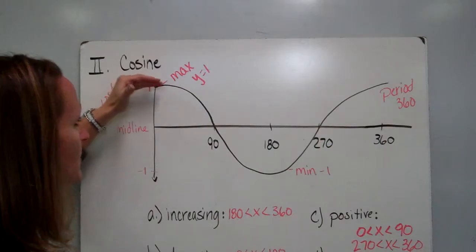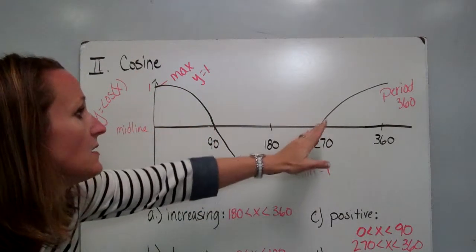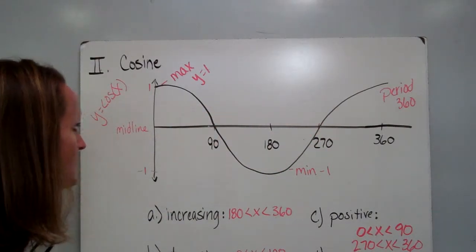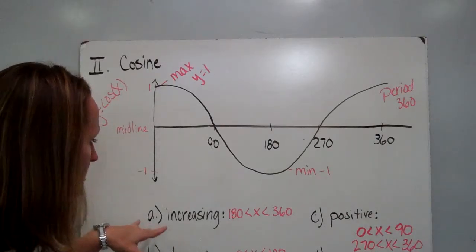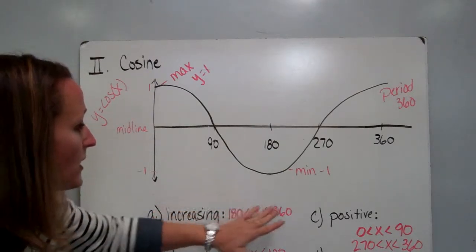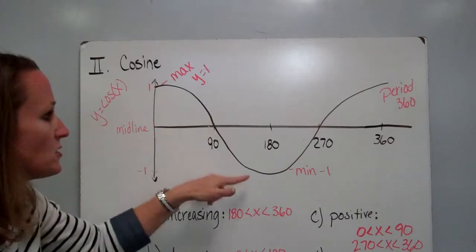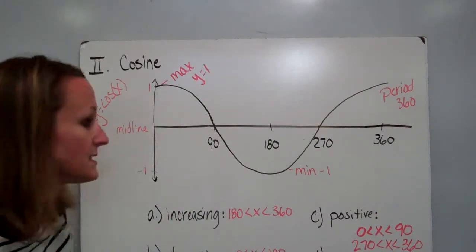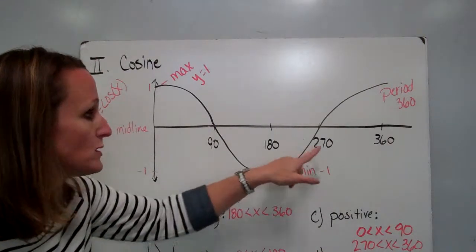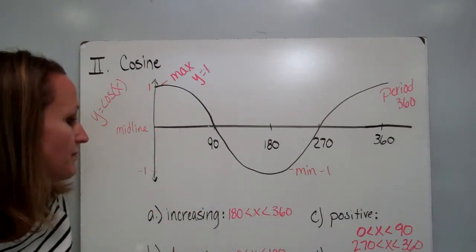So for this, we're going to start up at 1, cross the x-axis at 90, bottom out at 180, come back up at 270, and top out at 360. Again, with a period of 360. So let's talk about the characteristics of this one. This one is increasing from 180 to 360. It's decreasing from 0 to 180. It's positive from 0 to 90 and 270 to 360. And it's negative from 90 to 270.